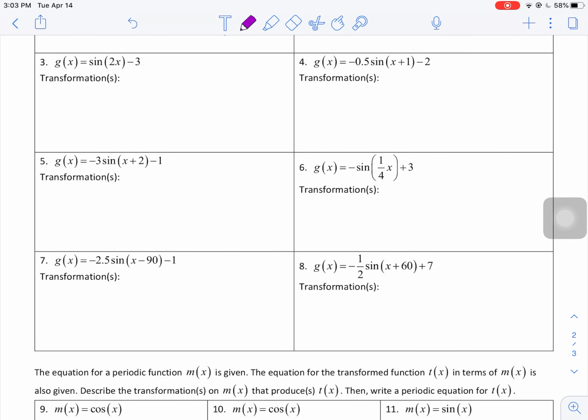On number 3, that 2 inside the parentheses has to be horizontal, and those are always the opposite of what we think it should be. So it's actually a compression since the b value is greater than 1. So this is a horizontal compression by a factor of a half, because it's by a factor of 1 over b, if you look back at the table. And then the minus 3 should be a vertical translation down 3.